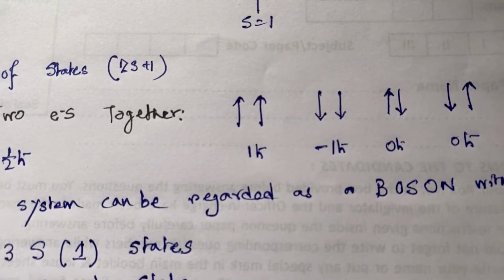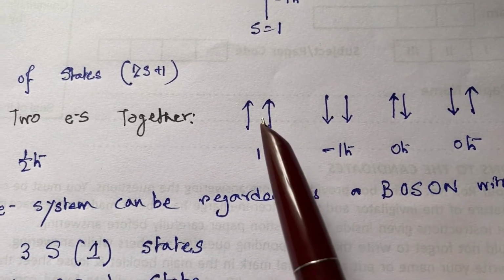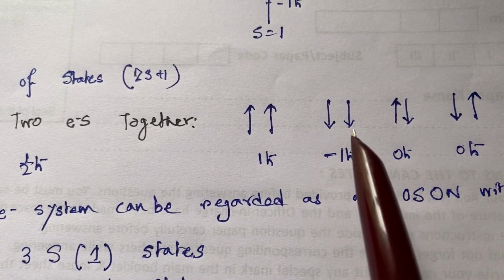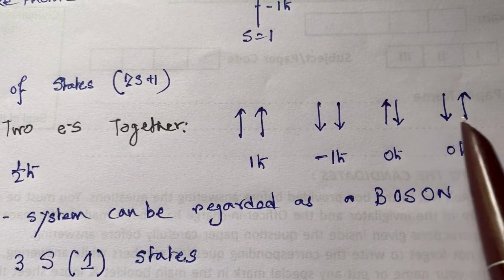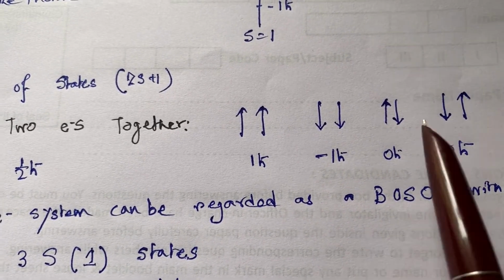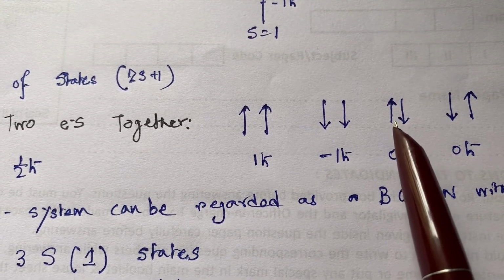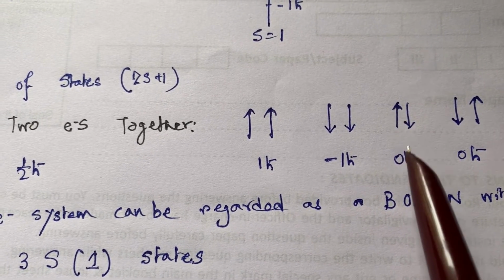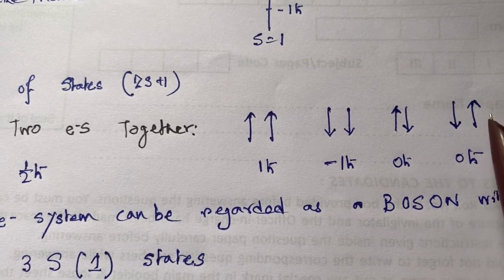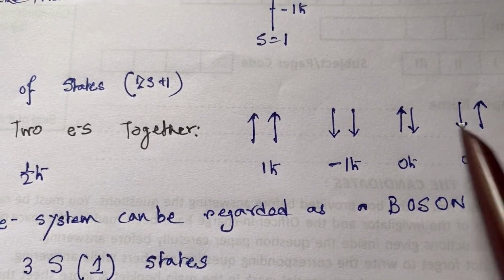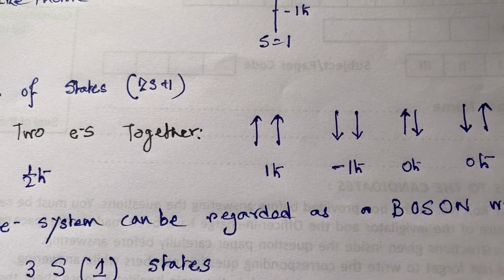Both of the electrons can be aligned parallel to each other like this. Both of the electrons can be parallel to each other like this. They can be aligned anti-parallel to each other like this. Number 1 electron is upward, number 2 electron is downward. Similarly, number 1 electron is downward and number 2 electron is upward. But in both the cases, I am getting 0 h cross.